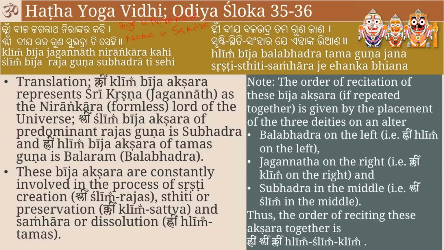Kling bija Jagannatha Nirankara Kahi. Shling bija Raja Guna Subhadrati Sehi. So Kling bija must be Sattva Guna Nirankara of Jagannath, of Krishna. The same Kling bija, when we are doing Sakara, when we are in front of a murti, of a statue or something, we take the name Krishna. You have to take the name Krishna when you are standing in front of a murti. You just cannot do cling, cling, cling over there. That is wrong. In fact, if you are doing cling, cling, cling, you must close your eyes so that you are not looking at the form. Otherwise it is wrong. You are forcing the bija to take that form.